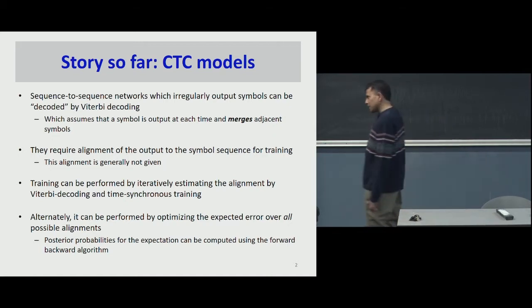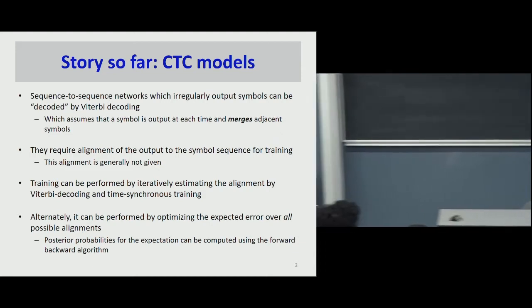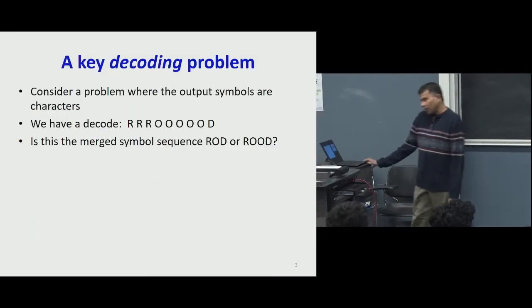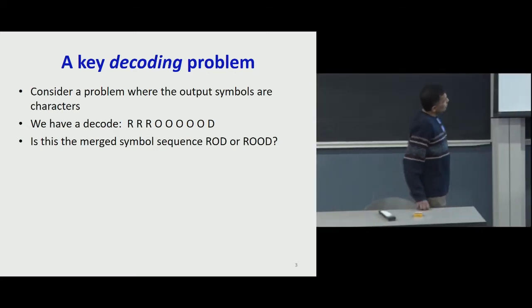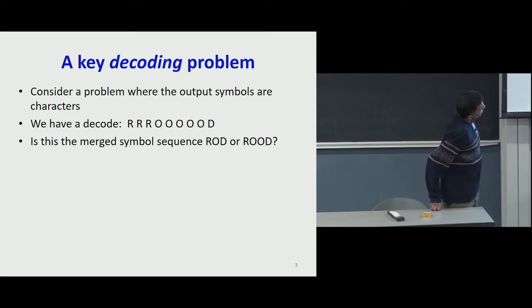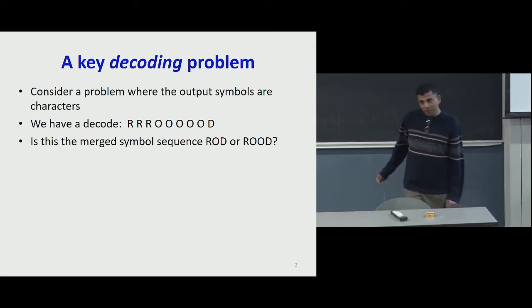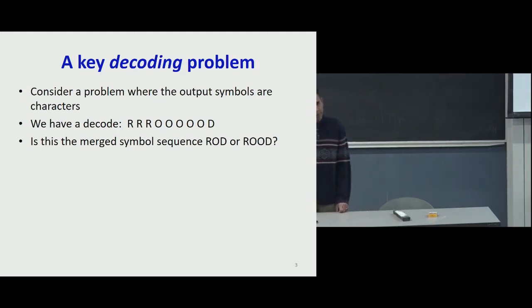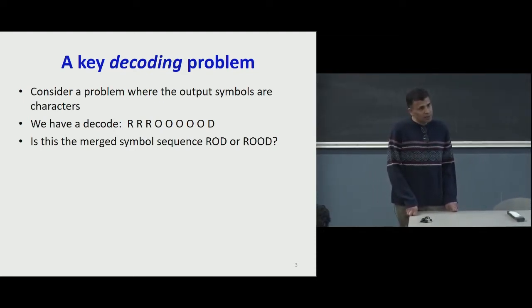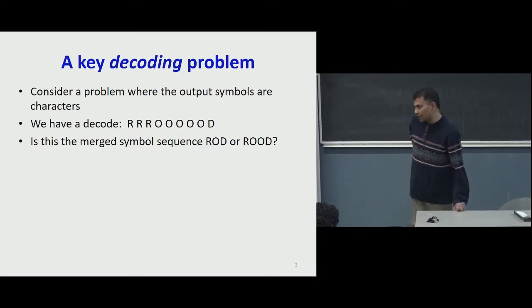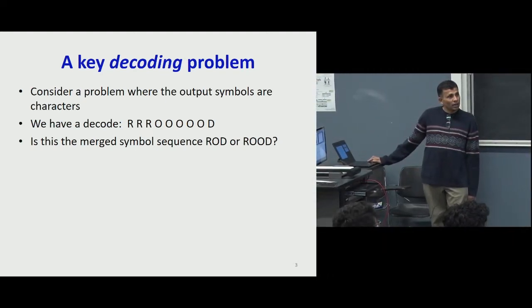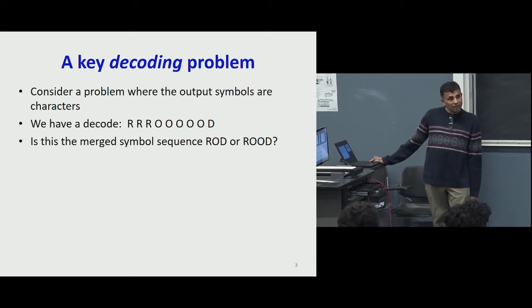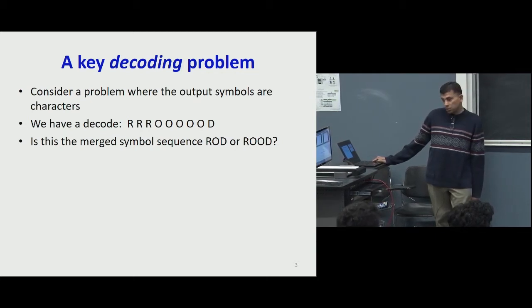But somewhere in between, we left aside a key decoding problem, that of repeating symbols. So let's say you have a decode which goes R, R, R, O, O, O, O, O, D. Now, I can collapse the repetitions. But when I collapse the repetitions, there are two different words that I can form out of this. Some of the examples you'll see are kind of weird simply because maybe I wasn't creative enough in coming up with the words. But you see the problem, right? Depending on how you collapse it, you can form two different words. Which one do you choose?